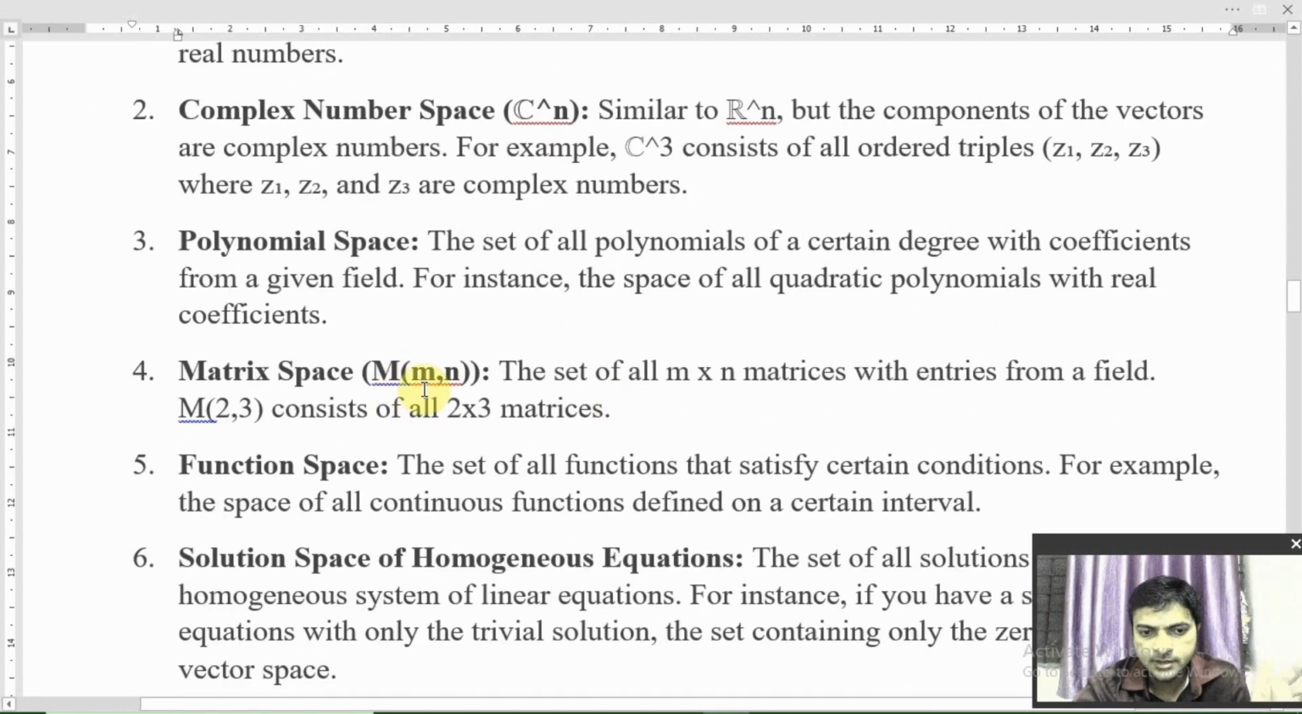Then matrix space. Yes, just now we discussed the 2 cross 2 matrix. Similarly, in general it is an m cross n matrix with entries from a field. It consists of all 2 cross 3 matrices, for example, and therefore it satisfies the vector space. If you take any such matrix, there is a vector space.